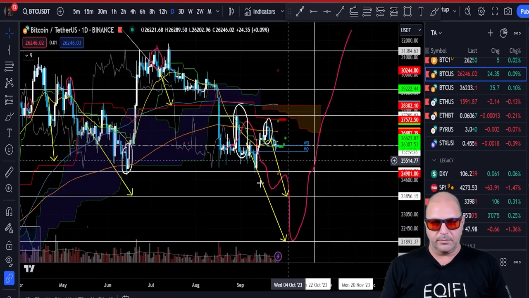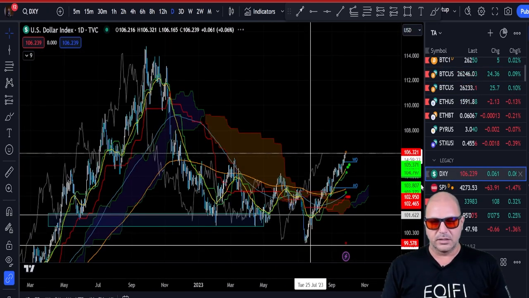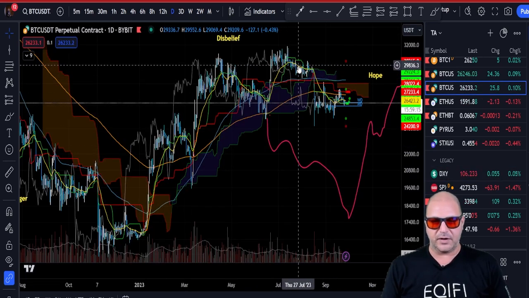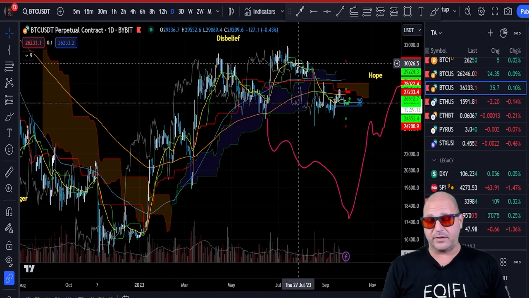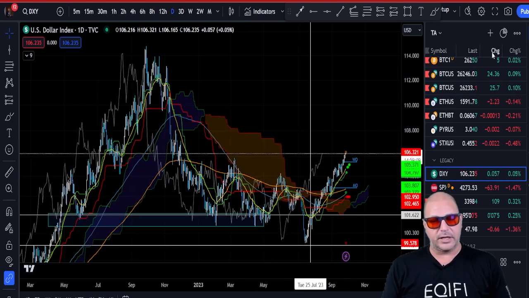And looking at Bitcoin, we're going to do the same thing. So Bitcoin to DXY, DXY July 25th. Where was Bitcoin on July 25th? Here's July 25th, so right around the top for BTC before it started to drop. They're very correlated as well.